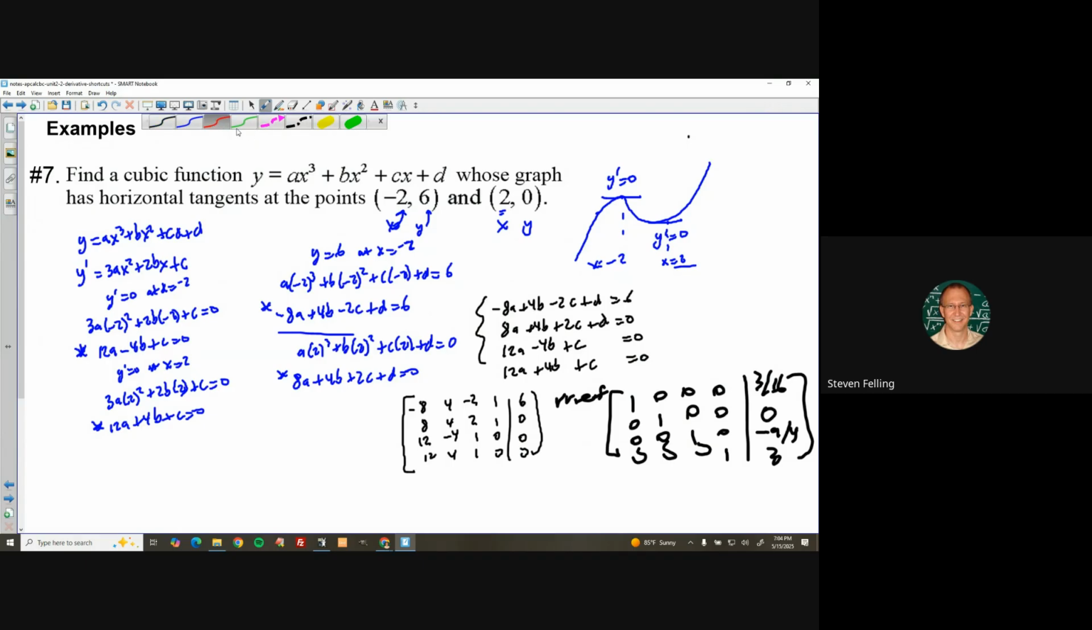So I'm going to rewrite the result here. This is y is 3/16 x cubed. The b is 0, so this is 0x squared. C is negative 9/4, so negative 9/4 x, and the d is 3, plus 3. Okay, so this is the third order polynomial that goes through those 2 points and also has horizontal tangents at those 2 points. So you can do some pretty interesting things with these derivatives.